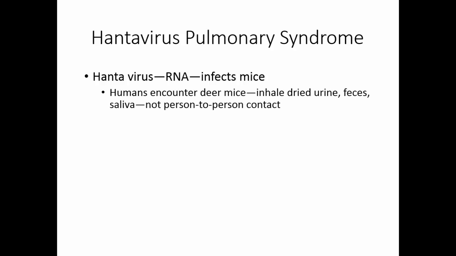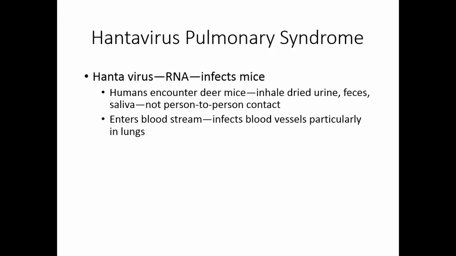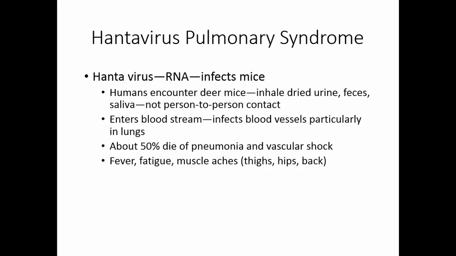Hanta pulmonary syndrome is caused by the Hanta virus. This is an RNA virus that infects mice, particularly deer mice. Humans encounter the deer mice and they inhale either dried urine, feces, or saliva. This is not a disease that is spread person to person. The virus enters the bloodstream and infects the blood vessels, particularly the blood vessels in the lungs. About 50% of the people who acquire hantavirus die of pneumonia and vascular shock. Fever, fatigue, and muscle aches, particularly of the large muscles in the thighs, hips, and back, are hallmark of this disease.